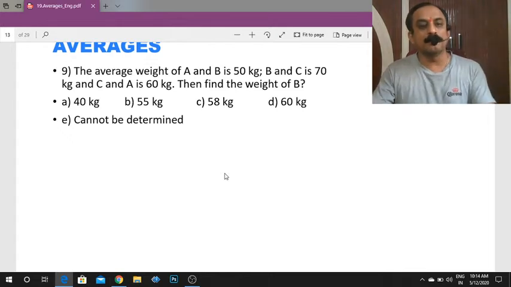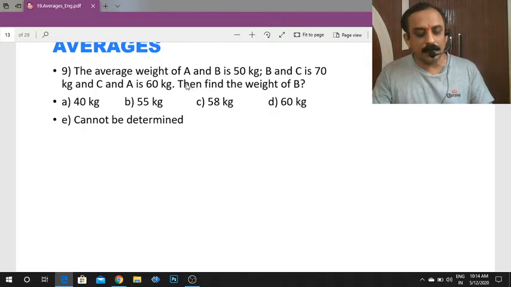Okay, now, total three members are there, A, B, and C. The average weight of A and B. Sir, replace means subtract. What is the meaning of replace? Instead of that person, a new person entered.